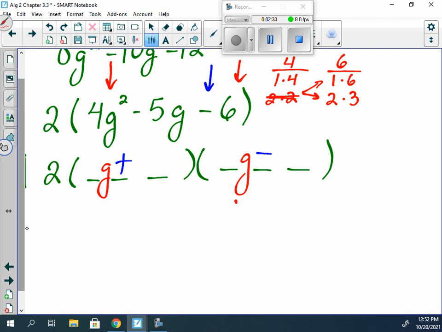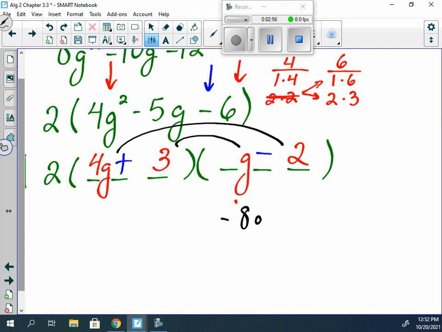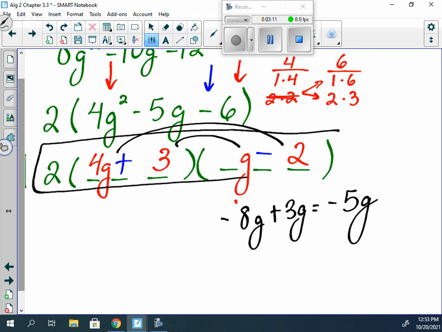So that means we're looking at 1 and 4. So I can say 4g and 1g. And we can try 3 and 2. So I just plug them in to see where we're going. And last but not least, we can check. So 4 times negative 2 would be negative 8g. 3 times g would be plus 3g. And negative 8 plus 3 would be negative 5g, which is what we wanted. So that right there would be the solution.